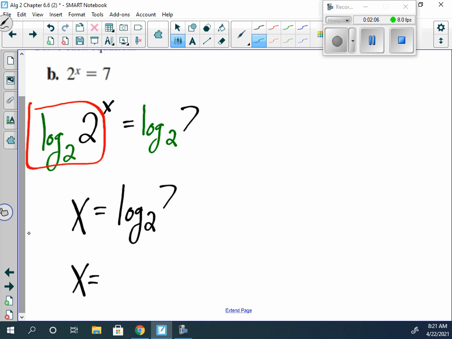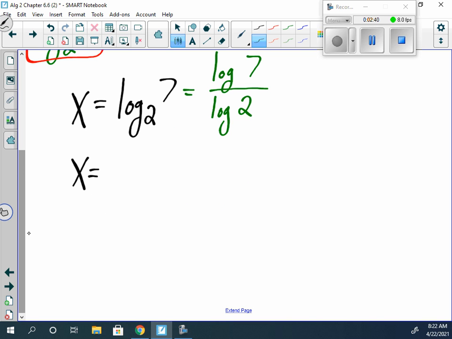Now, at this point here, we can type this straight into a calculator. I can use the graphing calculator and go to math, then log base, and plug in log base 2 of 7 and get my answer. Now, if I don't have the graphing calculator, we can rewrite this using the change of base, which would be log of 7 over log of 2. So we can plug it in either form.